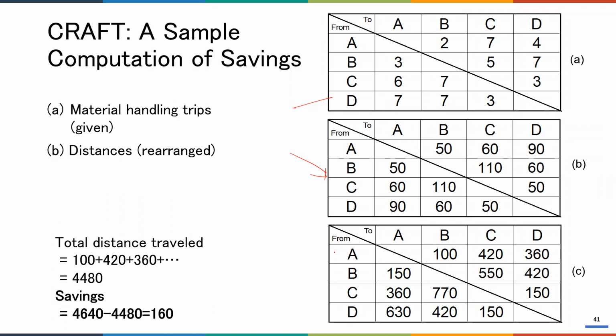And when we sum everything, we get the value. Oh, so if we change C and D, then we can save around 160. Then we do all the calculation with A and B, A and C, and B and C, and A and D.